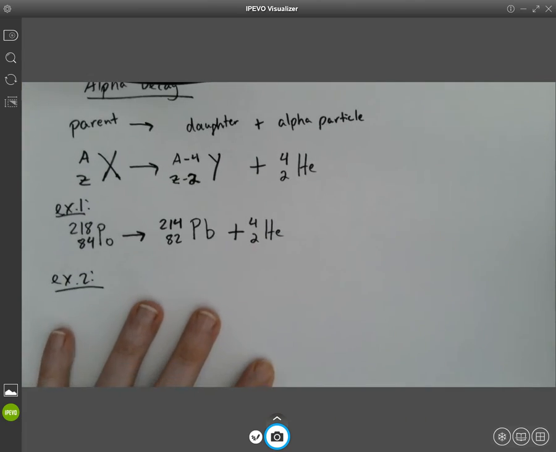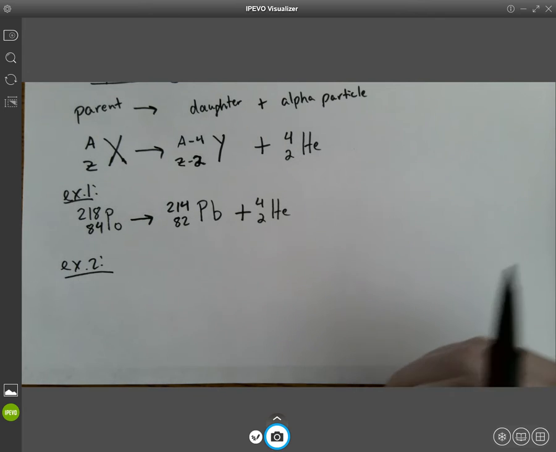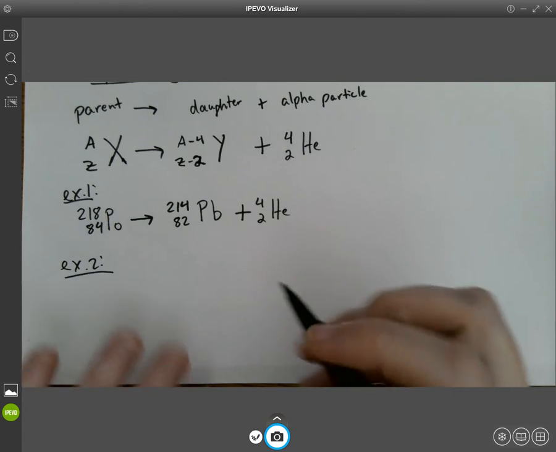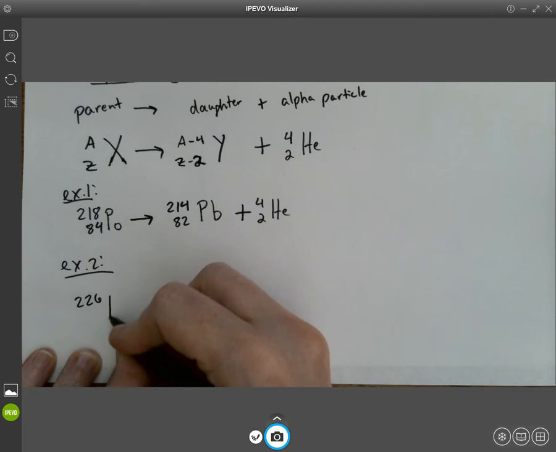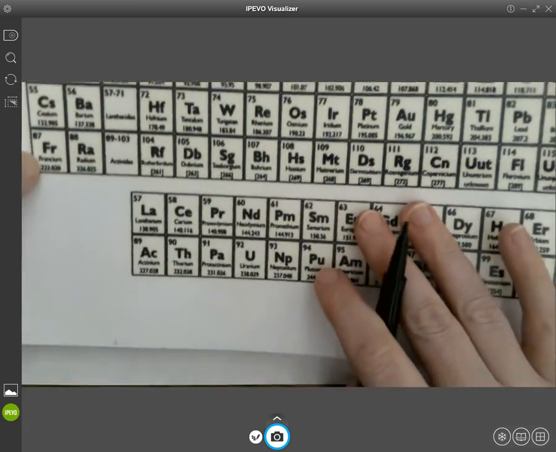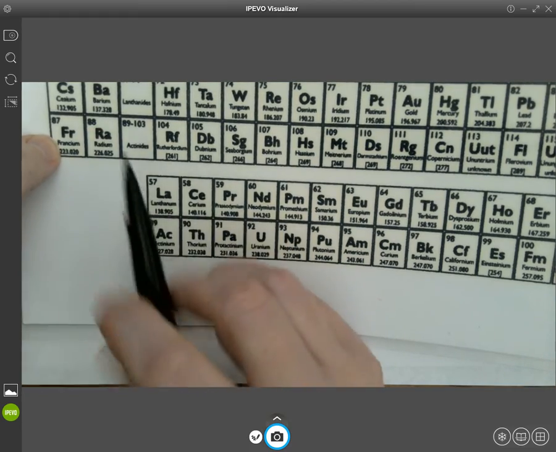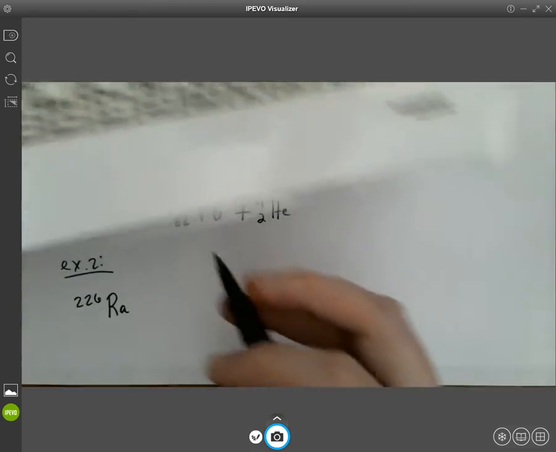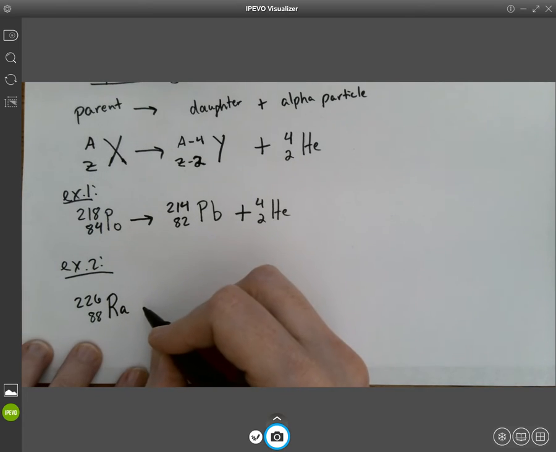For example 2, let me move this camera so we can see it better. Our next example, we are looking at radium 226. Let's find that on the periodic table. Radium is going to be located here. So it's atomic number 88. So we're looking at 226, atomic number 88.